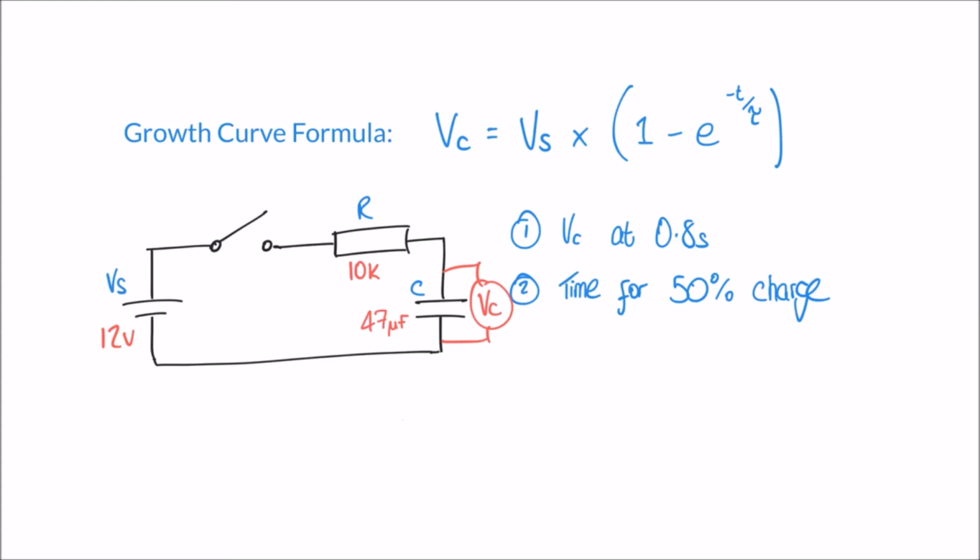Question 2 asks us to calculate the time it would take for that capacitor to charge by 50% of its total capacity. The way we're going to judge that is when VC is up to 50% of its full value. We know that VC is going to increase in that growth curve from 0 all the way up to 12 volts. And so at 50%, we know that VC will be at 6 volts. So question 2 is asking us how long is it going to take for us to reach 6 volts on that growth curve.